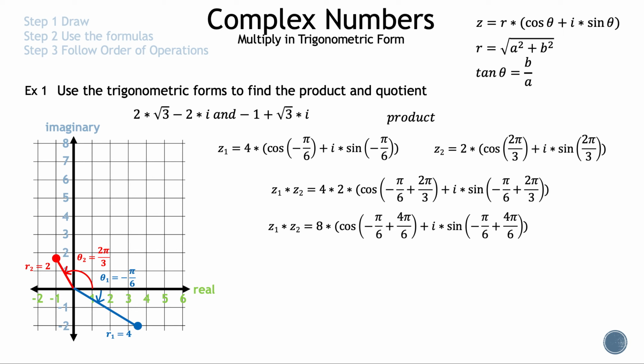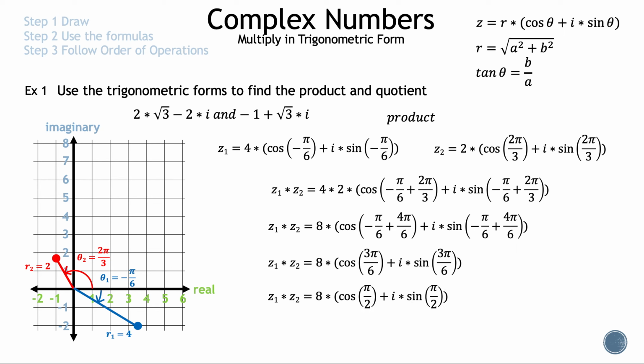We've also changed the second fraction in both parentheses to 4 pi over 6, so we will have a common denominator. Now let's add the fractions in both parentheses. Negative pi over 6 plus 4 pi over 6 is 3 pi over 6. Let's reduce the fraction, and 3 pi over 6 becomes pi over 2.